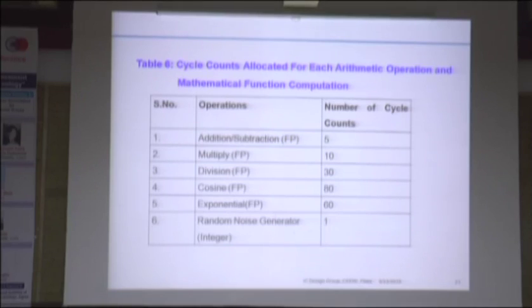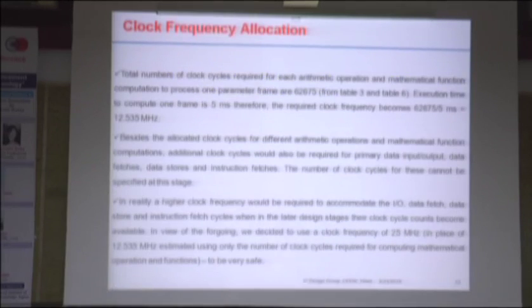So I have given some clock cycles based on our prior experience to all these functions, to all these operations, and then we counted that to process one parameter we require total 62,675 cycles, total number of cycles. Okay, and we all know that the execution time to compute one frame is 5 milliseconds. So the required clock frequency would be the total number of clock cycles divided by the execution time. So it comes out to be 12.535 megahertz.